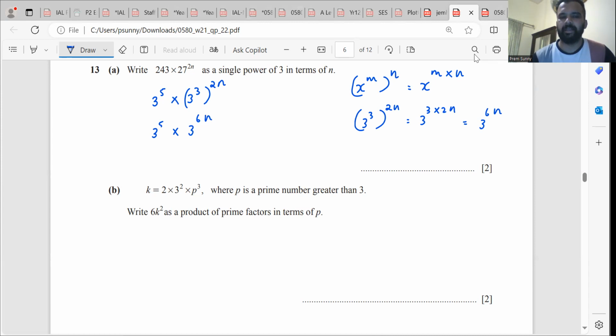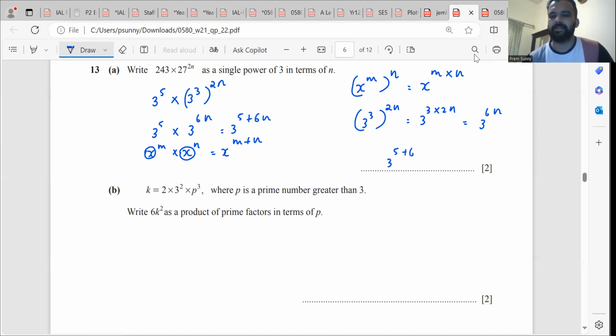So this will become 3 to the power of 5 into 3 to the power of 6n. Now for the final part, we have studied one law of exponents: x to the power of m into x to the power of n is equal to x to the power of m plus n. Make sure that the bases are the same here. Both the bases are 3, so I can use this law here. So 3 to the power of 5 into 3 to the power of 6n will become 3 to the power of 5 plus 6n. This will be our final answer: 3 to the power of 5 plus 6n.